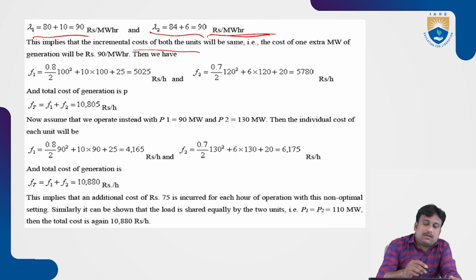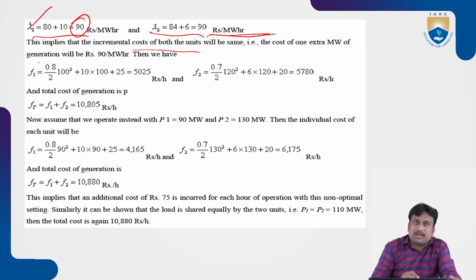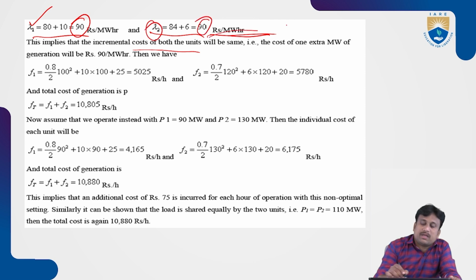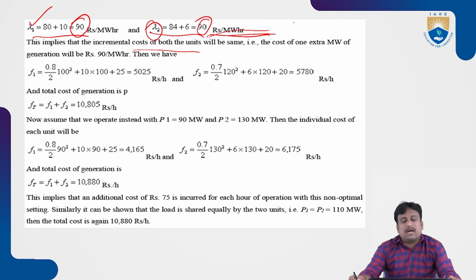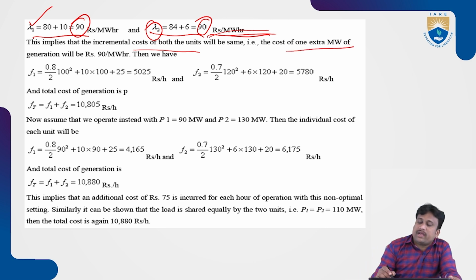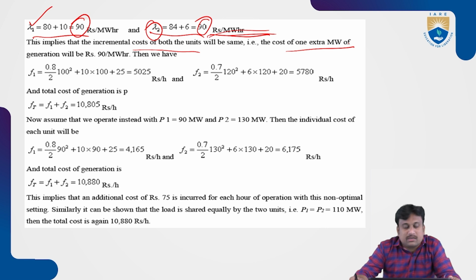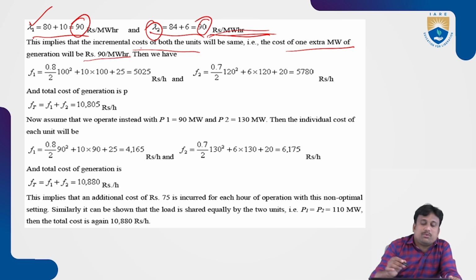If you observe, the lambda 1 we got is 90 rupees per megawatt hour, and lambda 2 is also 90 rupees per megawatt hour. So both the incremental costs are the same. That is, the cost of one extra megawatt of generation will be about 90 rupees per megawatt hour.